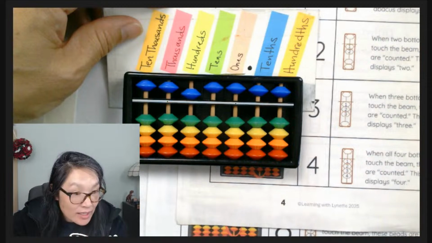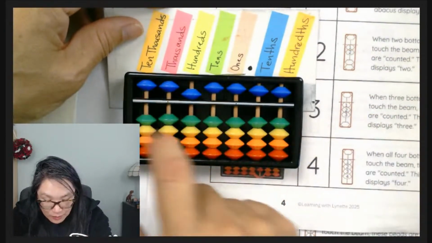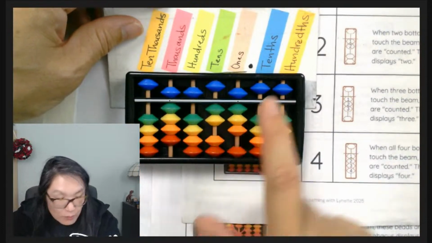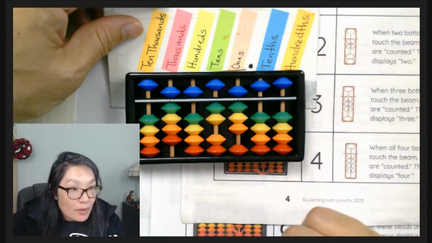And so again, it's the same concept. We've seen this before. So if I made this, and then that, what number do you think this is? Please put in the comment what number you think this is.